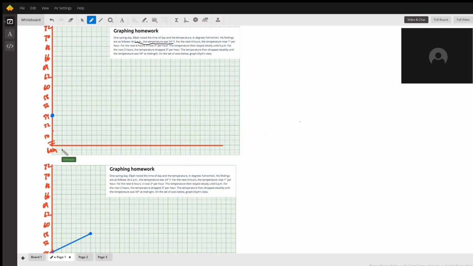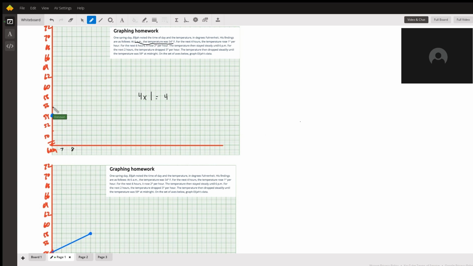As we make our mark here, we know that this is going to be 7, this would end up being 8, and what have you. So for the next 4 hours, we're going to move up 1 degree each hour. That means I need to calculate how many degrees we increased in that time frame. If in 4 hours we moved 1 degree each hour, I can multiply 4 times 1, and that tells me that I'm going to move up 4 degrees. Simple math, right? Cool.